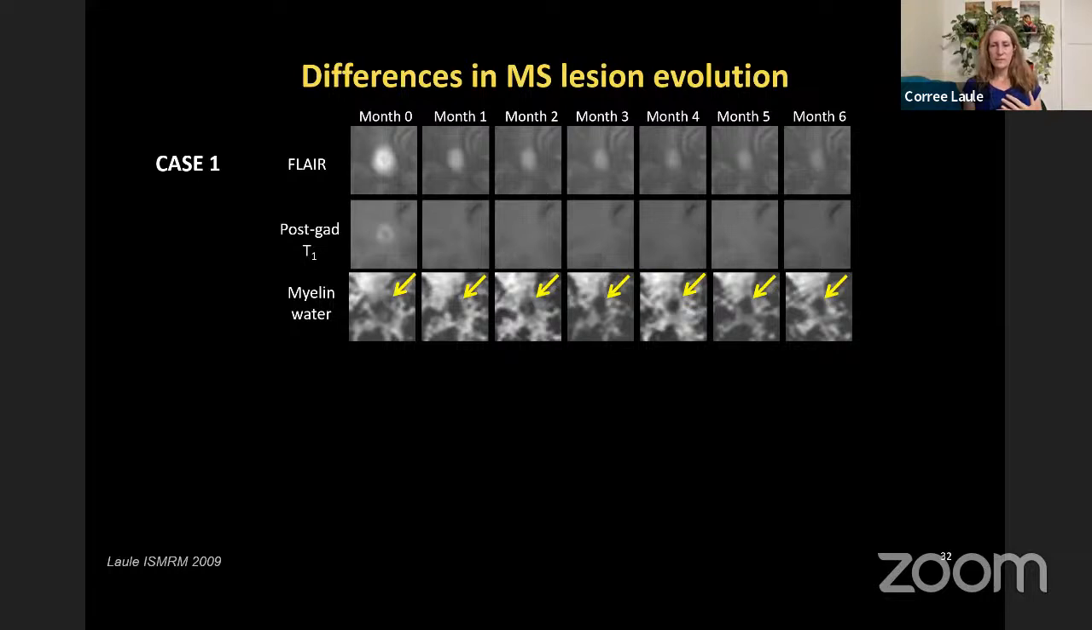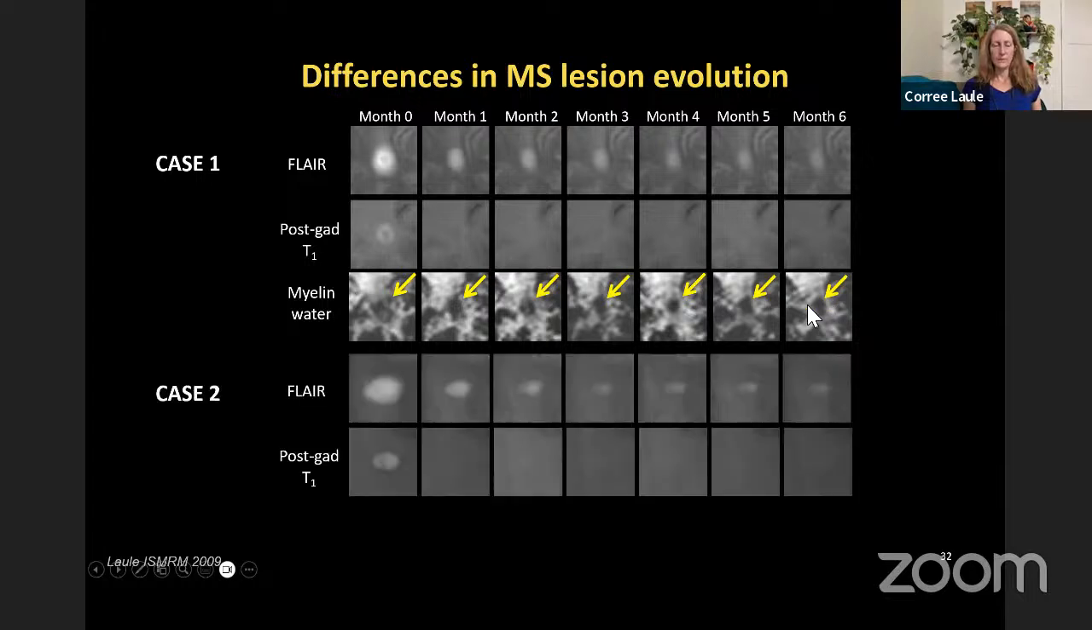And then here's the corresponding myelin water image. So you can see where that lesion is. And even at month 6, it's still quite dark in its signal. And so there's absence of myelin there.